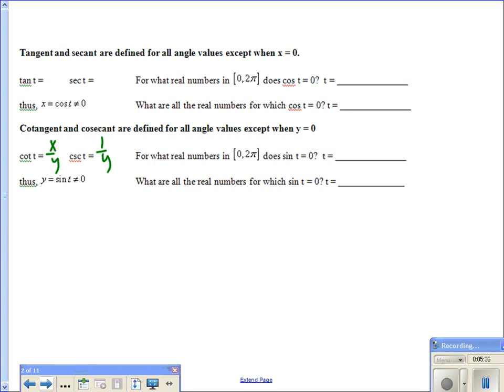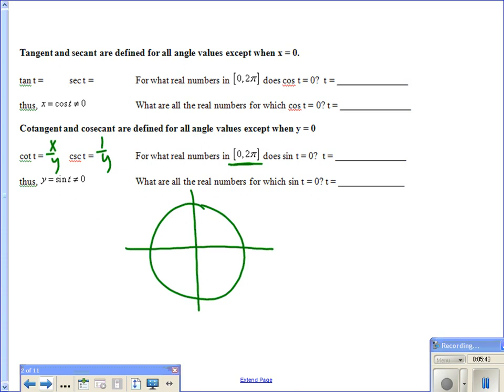And for this, that means y can't be 0, and remember y is really sine, which we showed from our circle up above. It says for what real numbers from 0 to 2 pi, and remember this is interval notation right here, so including 0 and 2 pi, does the sine of t equal 0? So if you think about your unit circle, we want to think about where is the sine going to have a value equal to 0. That means where is your y value going to be 0?